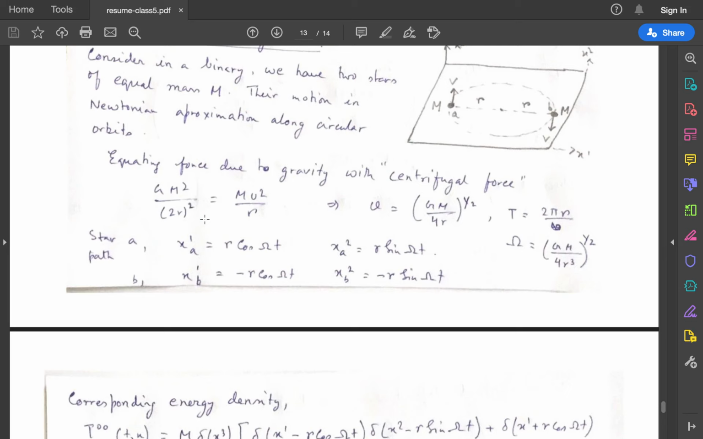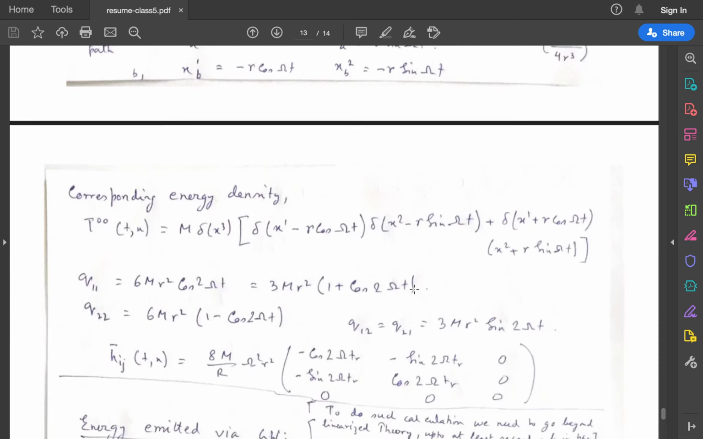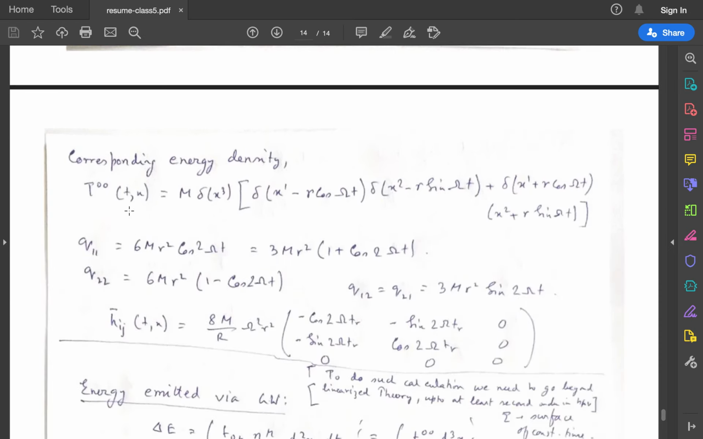Okay, and therefore the coordinate of star A, that is denoted by x1A, is r cos omega t, and let us say this is x and this is y, so y is r sin omega t, and that of star B is r cos omega t and minus r sin omega t. Okay, if this is the case, then we can write the corresponding energy density T00, which is mass, and which is given by this delta function.